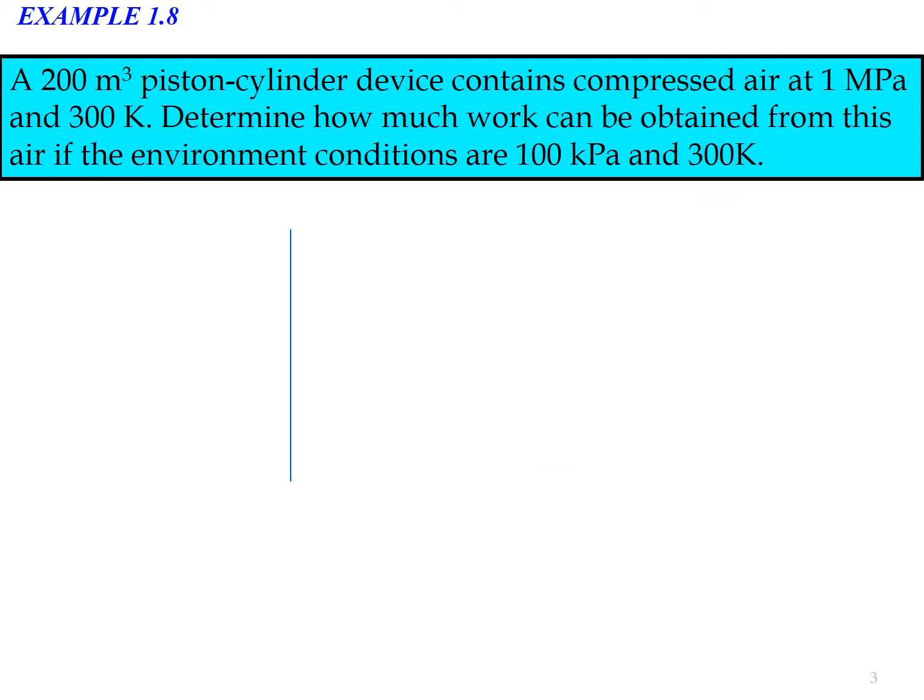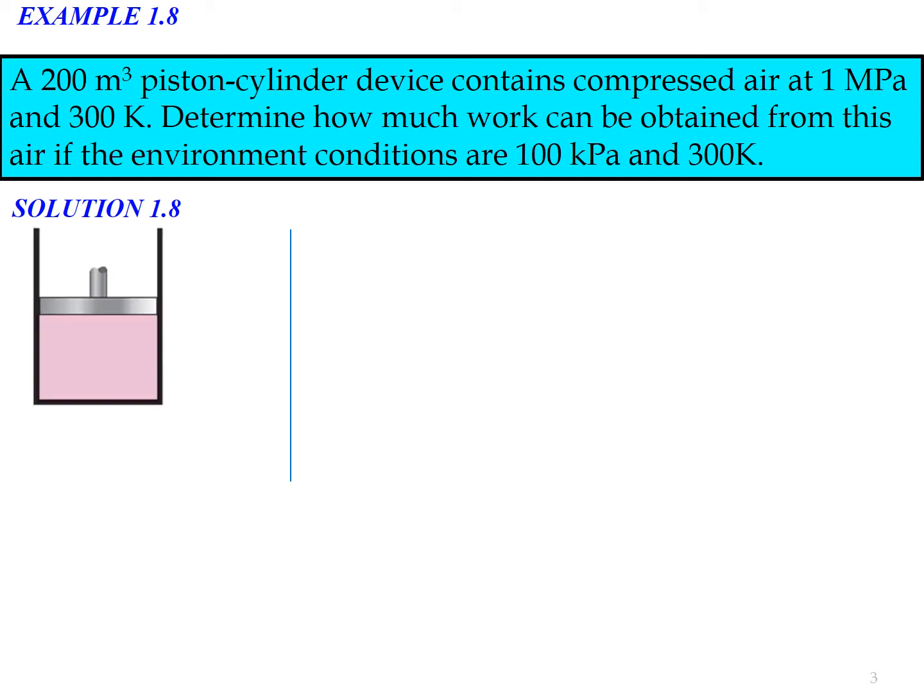Okay, example 1.8. A 200 meter cubic piston cylinder device contains compressed air at 1 megapascal and 300 Kelvin. Determine how much work can be obtained from this air if the environment conditions are 100 kilopascal and 300 Kelvin. So when the problem mentions the environment condition, this question will involve exergy, the maximum potential.